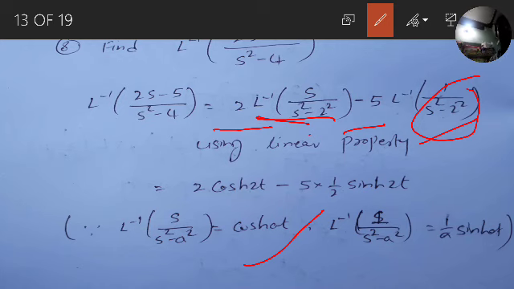L inverse of 1 by s square minus a square. By using the formulas you get the answer 2 cosh 2t minus 5 into 1 by 2 into sinh 2t. Very easy. You see, just using the formula of L inverse of s by s square minus a square and L inverse of 1 by s square minus a square, you got the answer. And this question has come more than 10 times for 3 marks in the annual exam.